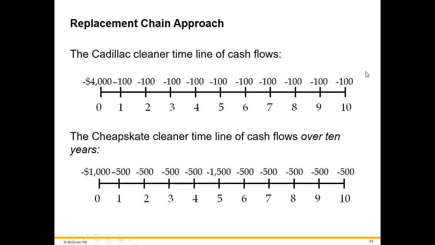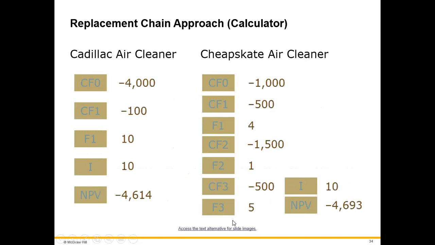So if we take that approach, here's the Cadillac cleaner and its timeline of cash flows: 10 years, $100 a year, $4,000 initial cost. We're going to do the same thing with the cheapskate cleaner and continue those annual payments of $500. I don't know why that 1,500 is there. It should be 500. Oh, I'm sorry. Yes, I do know why. Because we would have to expend another $1,000 in year 5 for another cheapskate cleaner.